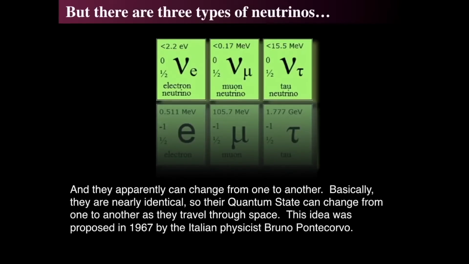All right, so now here's the trick. Apparently in 1967, the Italian physicist Bruno Pontecorvo figured out that the various neutrinos could actually transform one into the other. So they were basically almost the same thing: electron neutrinos, muon neutrinos, and tau neutrinos. Their quantum state can change randomly from one to the other as they travel through space. And as they travel through empty space, there's a chance they could change. That idea was proposed by Bruno Pontecorvo back in '67.